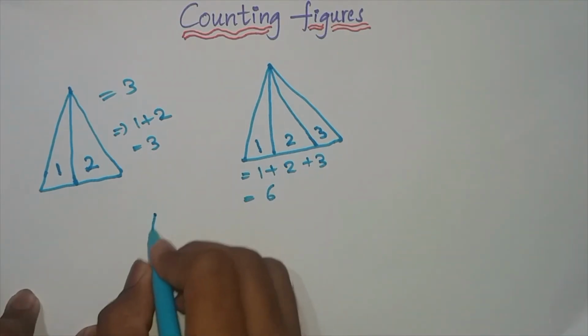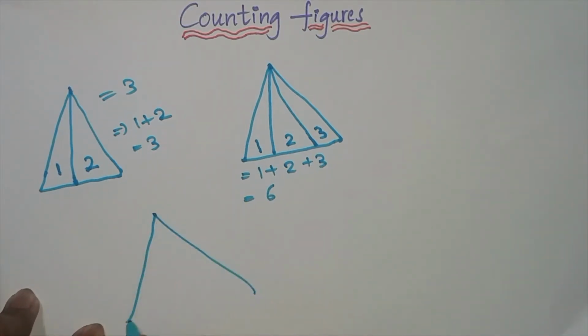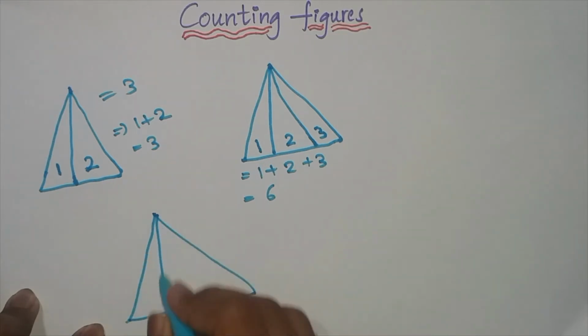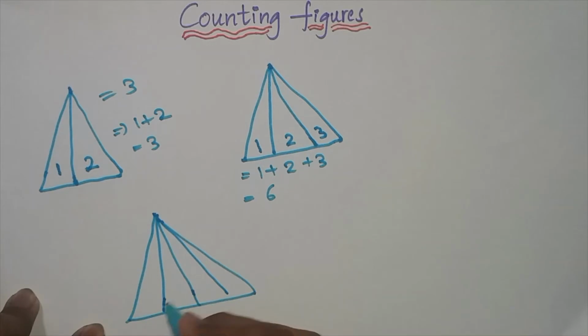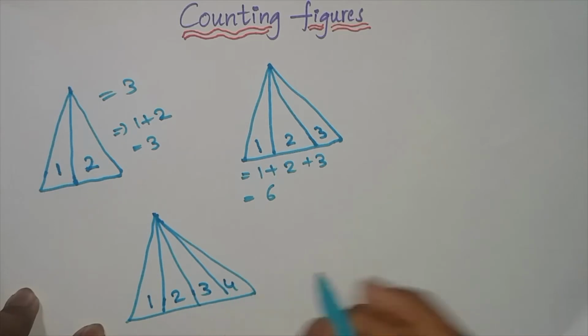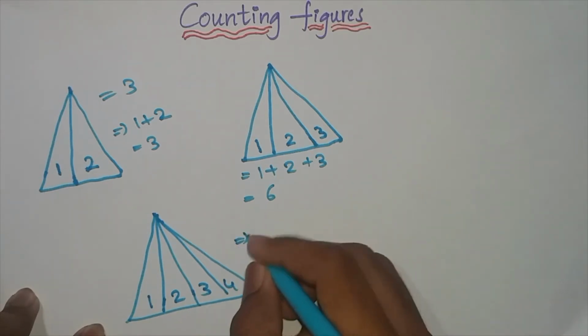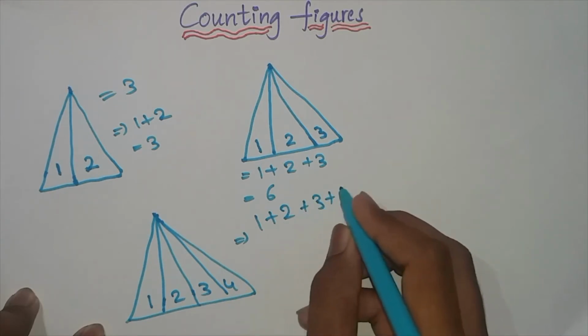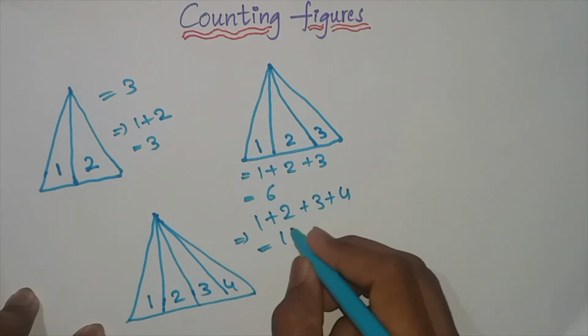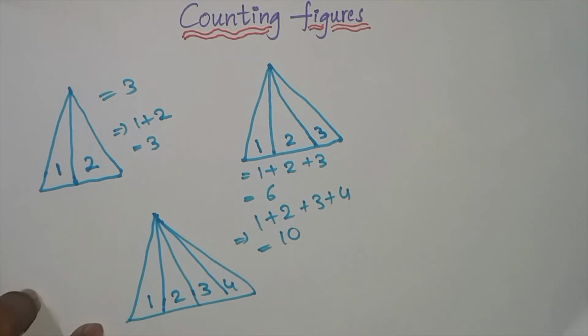Let's take another example. This is the given question. You have 3 lines in between. Don't panic. Write natural numbers 1, 2, 3, 4. Now add these natural numbers: 1 plus 2 plus 3 plus 4. That means there are 10 triangles in this question. So this is a basic concept.